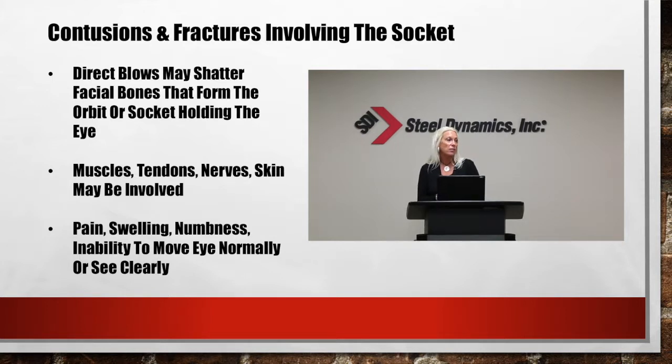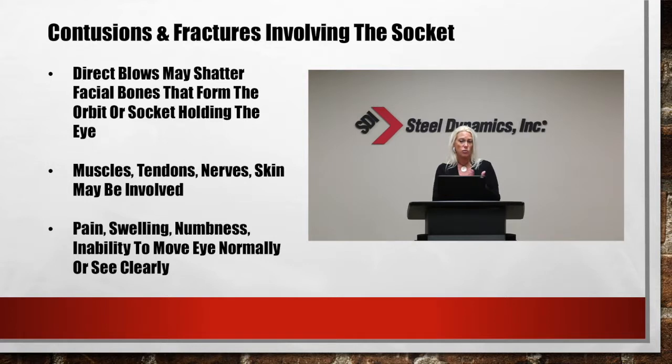Contusions and fractures involving the socket are going to be more of a direct blow, which may shatter the facial bones that form the orbit or socket holding the eye. It may be stable or it may be unstable. The muscles, tendons, and nerves of the skin may be involved, and there's going to be pain, swelling, numbness, and inability to move the eye normally to see clearly.